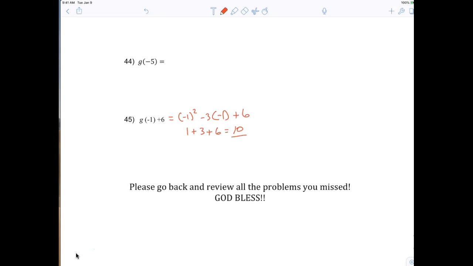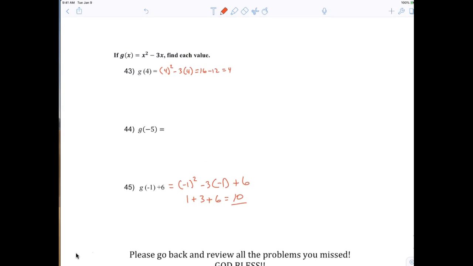All right, shall we go backwards, start with 44 and go the other direction this time? All right, let's do that, guys. Let's go. G of negative 5 equals negative 5 squared minus 3 times negative 5. So that equals 25 plus 15, which equals 40.